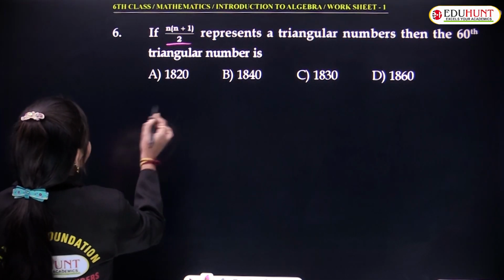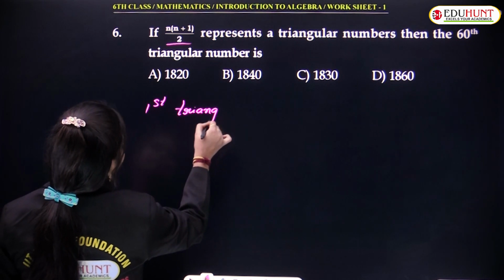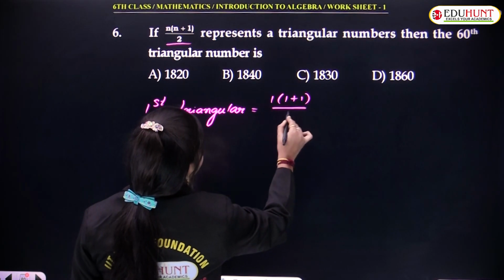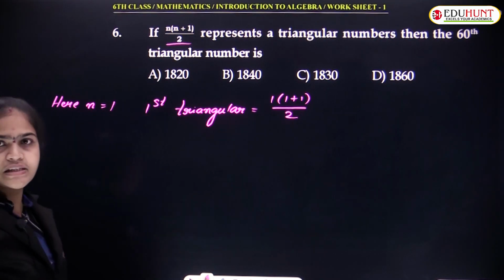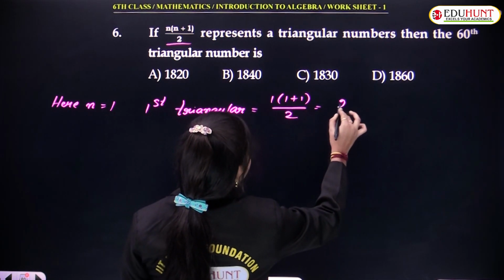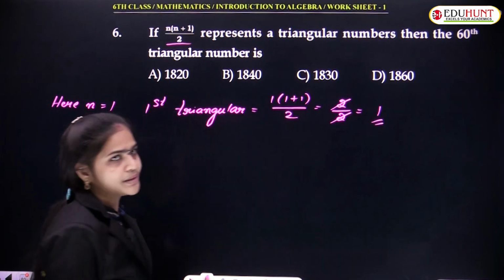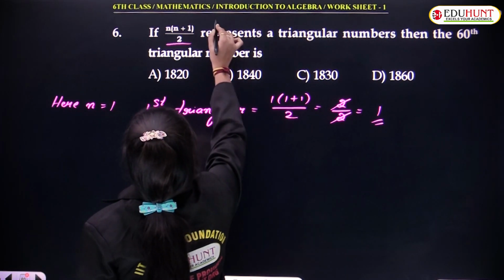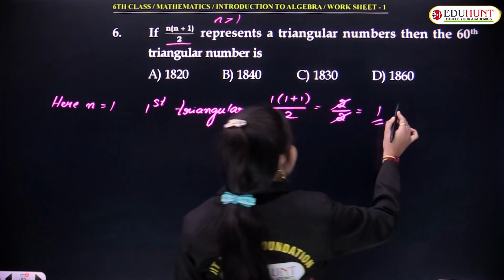Now see that. First triangular number is equal to 1 into 1 plus 1 by 2, where n is equal to 1. Which is 1 into 2, which is 2 by 2, which is equal to 1. Here 1 is not a triangular number. That's why the condition is that n must be greater than 1, because 1 is not a triangular number.